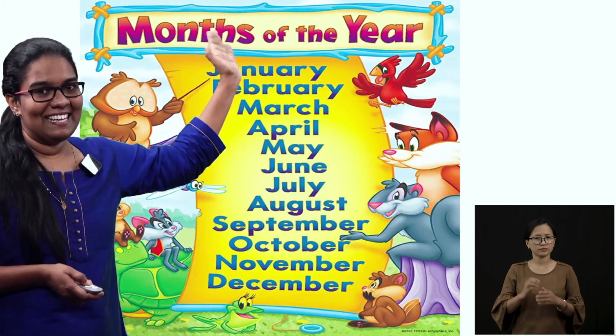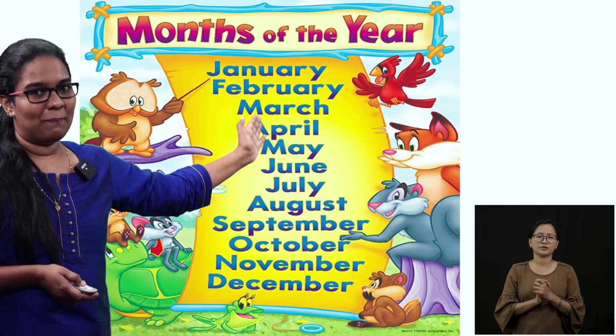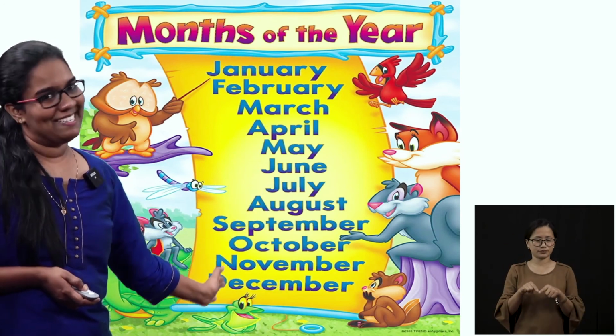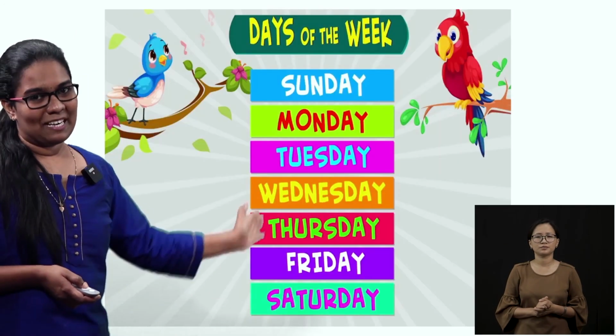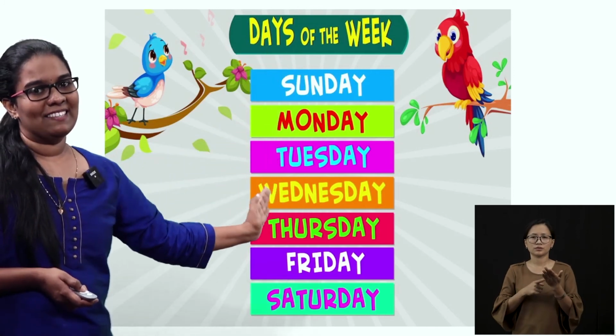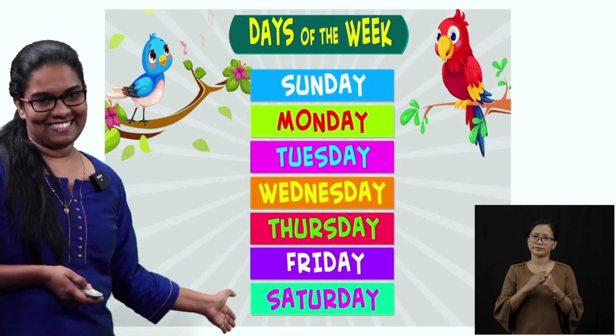Months of the year: January, February, March, April, May, June, July, August, September, October, November, December. Okay. Then I repeat the days of the week once again: Sunday, Monday, Tuesday, Wednesday, Thursday, Friday and Saturday.